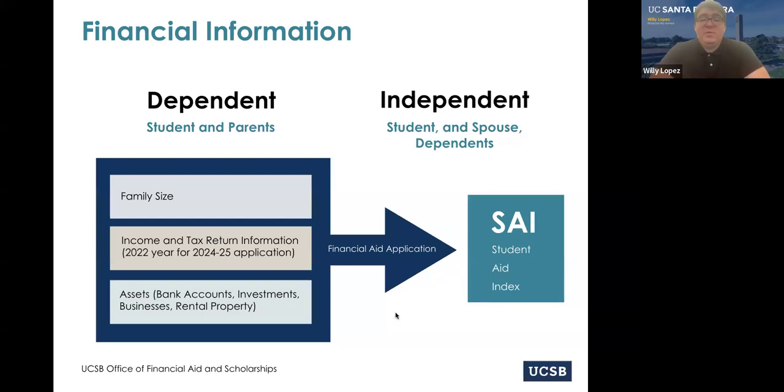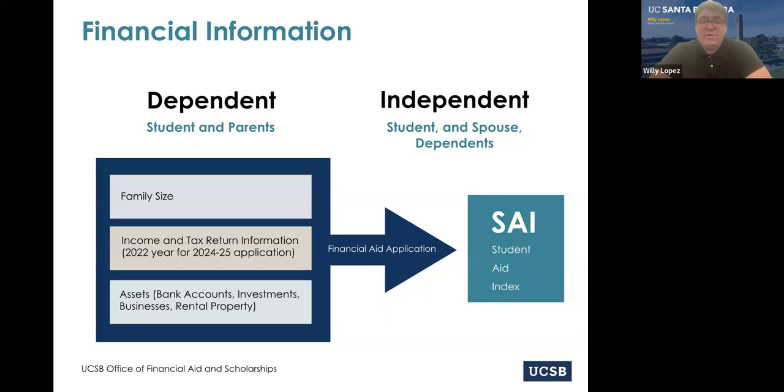The financial information that the FAFSA and the CADA use is different for our two brackets of students. Dependent students are students under the age of 24, non-married, non-emancipated, and so on. Basically, if you are still living under the protection of your parents, you will need information on family size, income, and tax information from your eligible year.